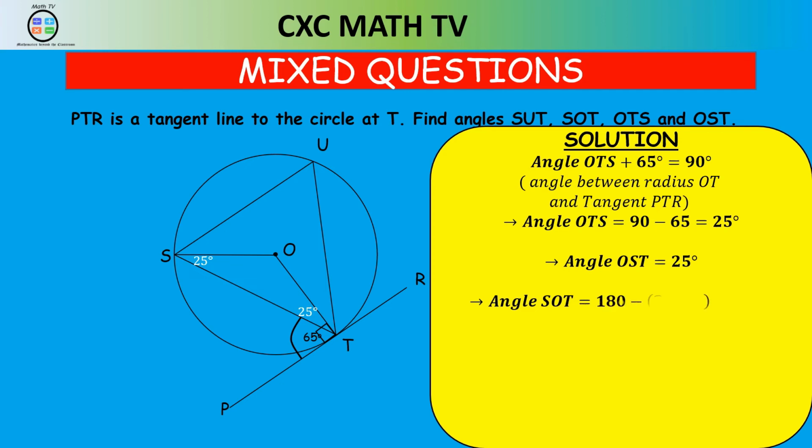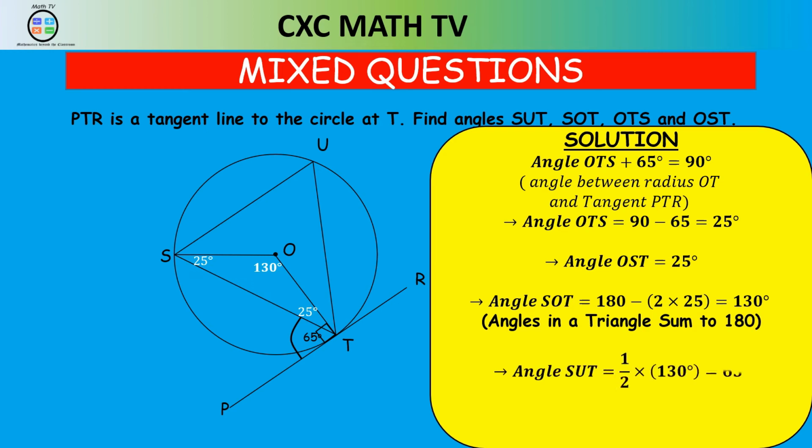And so angle SOT is 180 minus 2 times 25, which is 130. That's because angles in a triangle sum to 180. So we can put the 130 on the diagram. Then angle SUT is going to be a half of 130, which is 65 degrees, because the angle at the center is twice the angle at the circumference. Okay, and put on the 65. So that question was very easy.